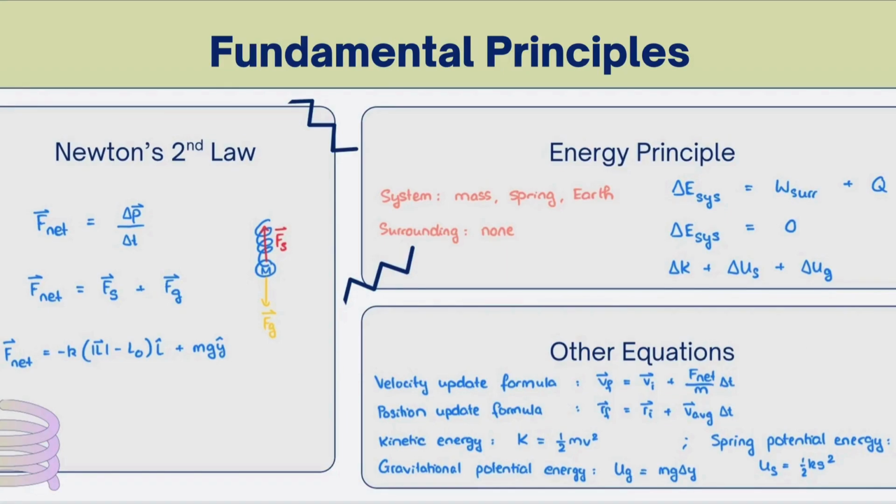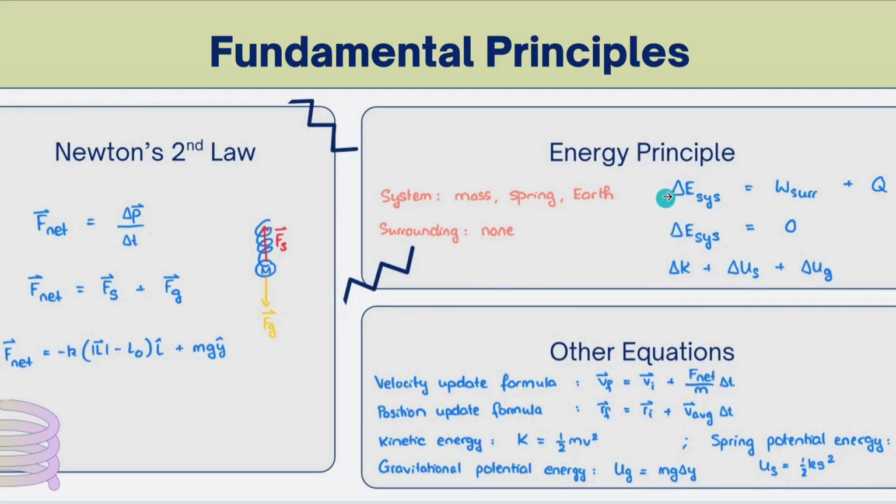Next are some fundamental principles covered in this lab. First of all is Newton's second law. It states that F net equals the change of momentum over the change in time. In this lab, the net force is also equal to the force from the spring pointing up and the force from gravity pointing down. Expanding the equation, we get this, and we will use this to find the L naught later.